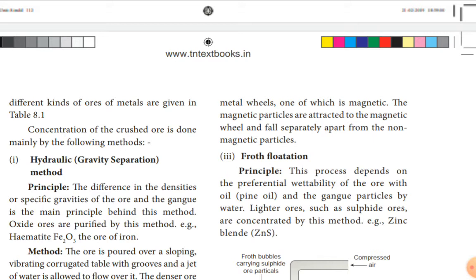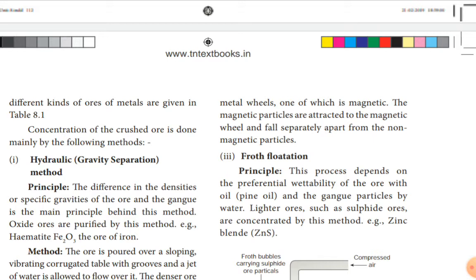Difference in the density or specific gravity between ore and the gangue. Then next one, magnetic separation. So what is the main property? That is the element, the ore particle which possesses the magnetic property, like tin oxide, can be separated from their impurities using this magnetic separation method.